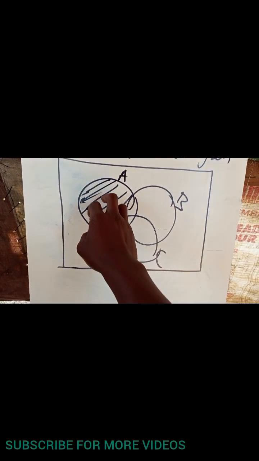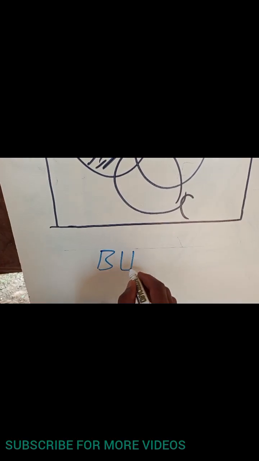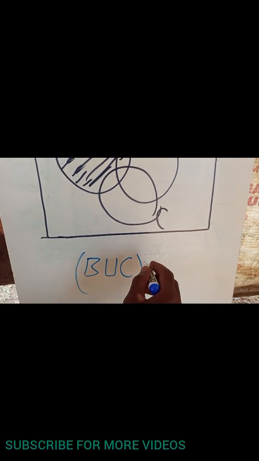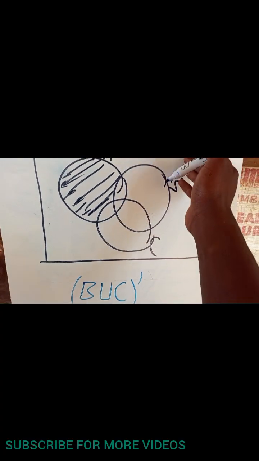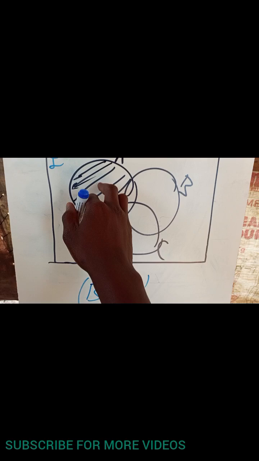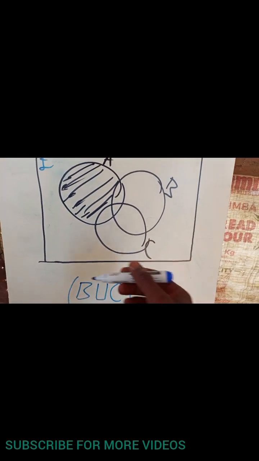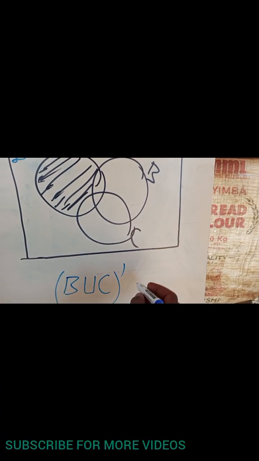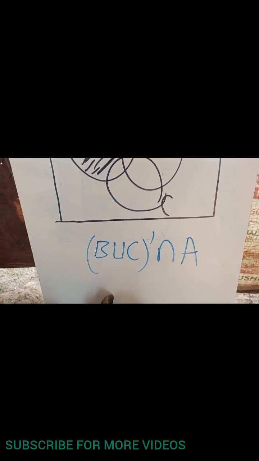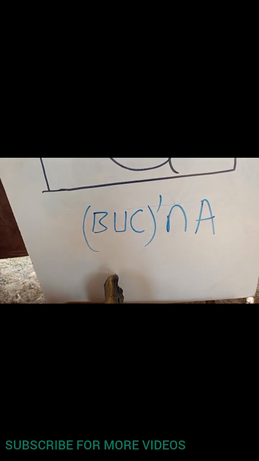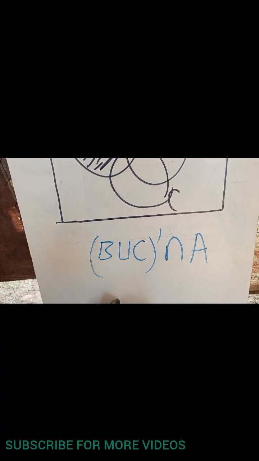So to describe the part that is shaded, we are supposed to mention the part that is not shaded. So B union C complement, meaning we remain with the universal set and the intersection of A. Now to make sure that the part we are referring to is the intersection of A, we are going to write intersection A. So to describe the shaded region, we write B union C inside the brackets, complement, intersection A.